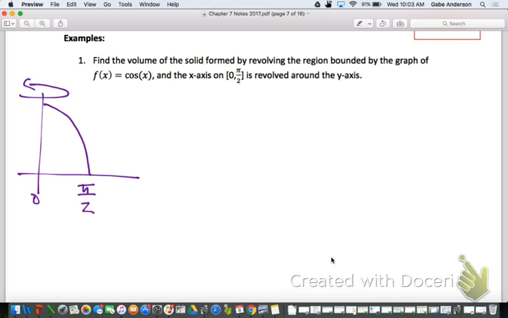We are going to be using what's called the disk method here. And with the disk method, and really with any of these methods of finding solids of revolution volume, this statement will always be true. Let's see if you can finish my statement. The representative rectangle should always be blank to the axis of rotation. Parallel.